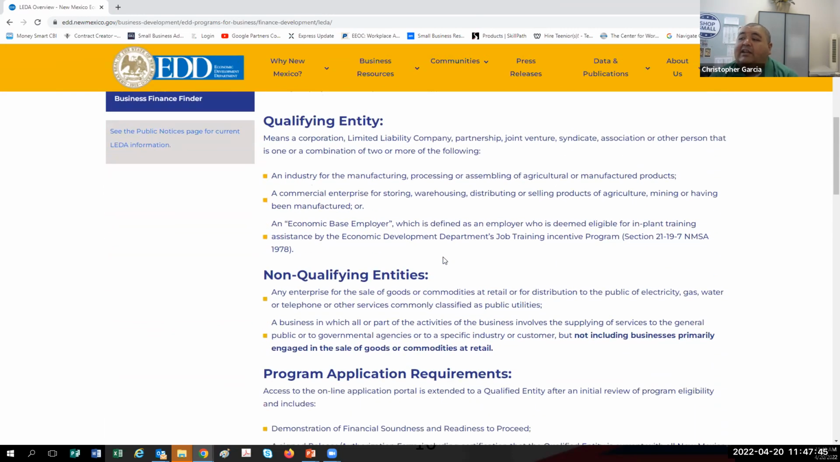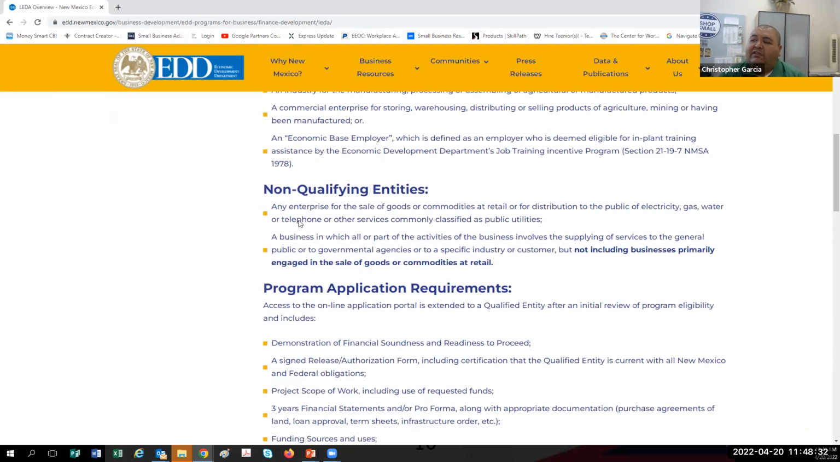A qualifying entity is an industry for the manufacturing, processing, or assembling of agricultural or manufactured products. A commercial enterprise for storing, warehousing, distributing, or selling products of agricultural, mining, or having been manufactured, or an economic-based employer. I don't like the definition they give here. The definition is an employer who is deemed eligible for in-plant training assistance by the Economic Development Department's Job Training Incentive Program. Most of the businesses that qualify for JTIP, or Job Training Incentive Program funds, are manufacturers. But an economic-based employer is an employer that brings in most of their money from outside of New Mexico. So keep that in mind.